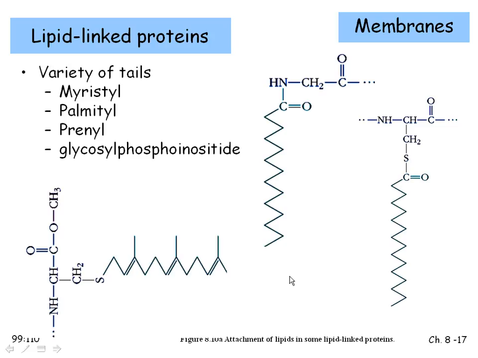I'm just guessing here. I would guess that this is probably myristyl and this is probably palmitate, but don't worry about it. Myristyl is shorter than palmitate. There are some that are linked through a structure that actually has sugar in there as well as the fatty acid tail itself.